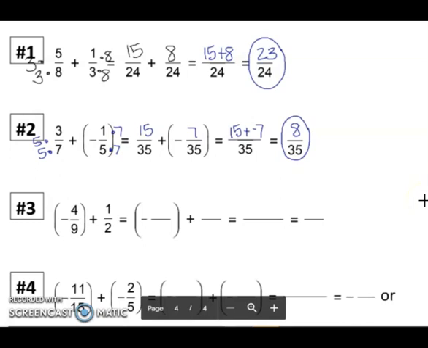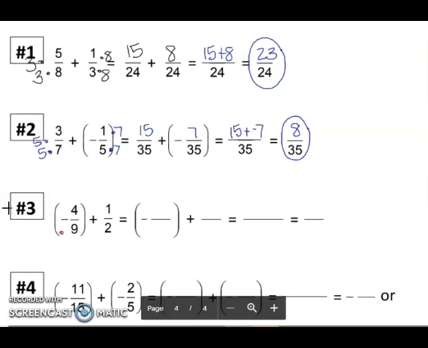Number 3, I have negative 4/9 plus 1/2. Those do not have common denominators yet, so I'm going to have to figure that out. Back to the first part of the video, if I'm looking for common denominators of 2 and 9, I can count up by 2s and count by 9s, and I will eventually get to 18. 18 will be the common denominator.